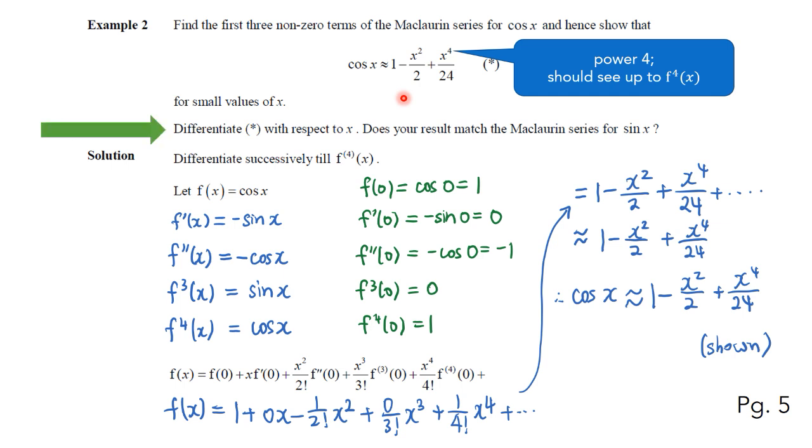Now, in the next part of this example, you want to differentiate this particular result and check whether it matches the Maclaurin series for sine x. Now, why do we want to do this? Because we know that if we differentiate this function, we will get negative sine x over here. So let's take a look at what happens.